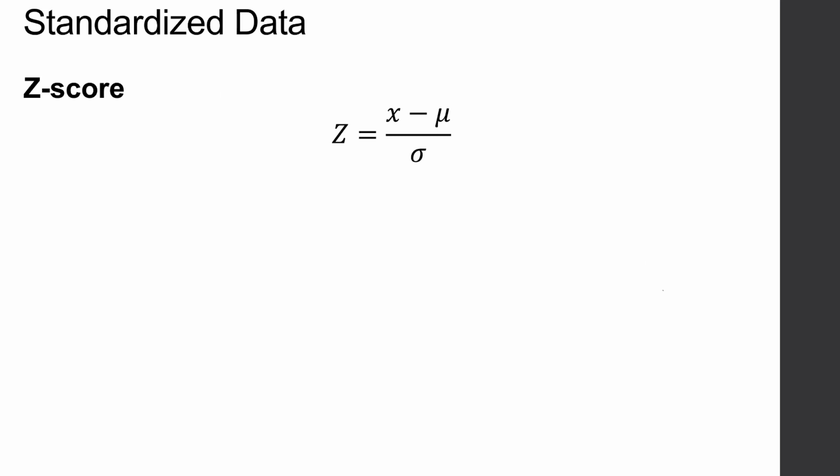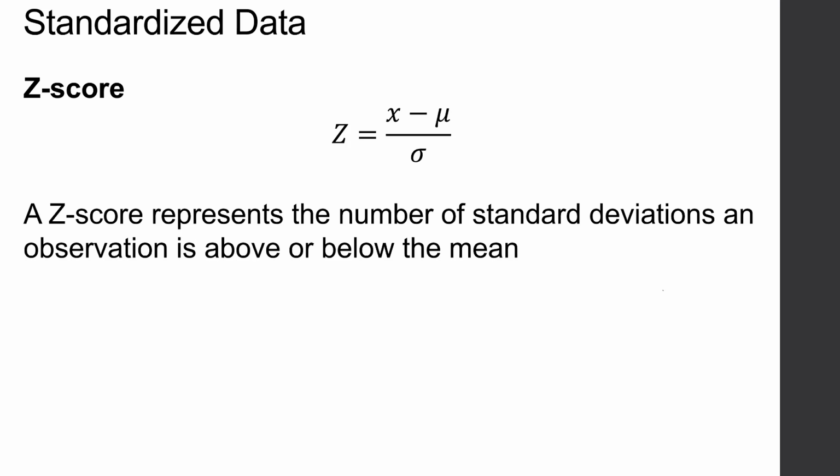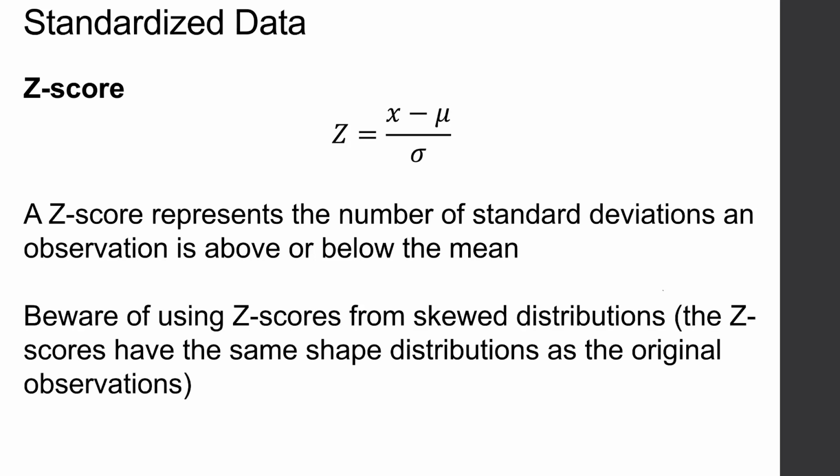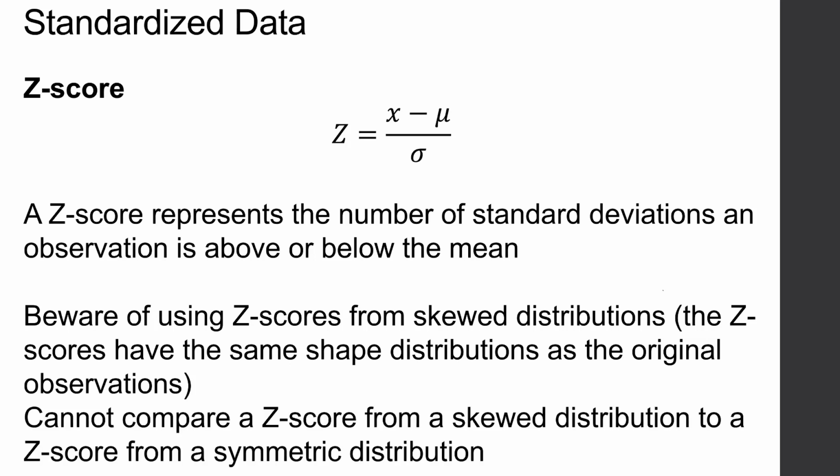All right, a z-score is a way that you can standardize your data. So if you take an observation minus the mean mu divided by the standard deviation sigma, you're calculating a z-score. A z-score represents the number of standard deviations an observation is above or below the mean. Beware of using z-scores from skewed distributions. The z-scores end up having the same shape distribution as the original observations. So it's not appropriate to compare a z-score from a skewed distribution to a z-score from a symmetric distribution.